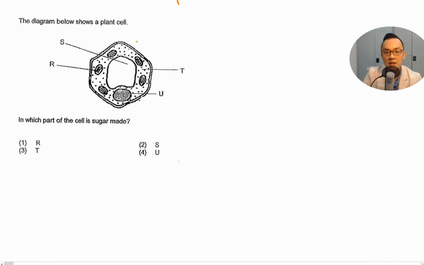The diagram below shows a plant cell. This is the cell wall, chloroplast, cell membrane is over here. This is the nucleus. In which part of the cell is sugar made? Sugar is basically the food that is made by the cell. So it's the chloroplast, which is R, number 1.